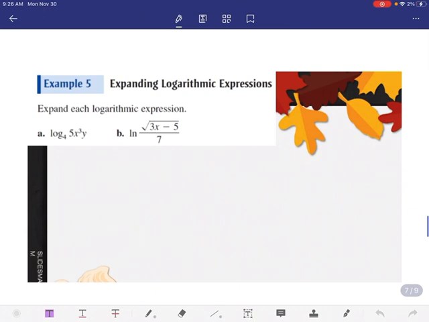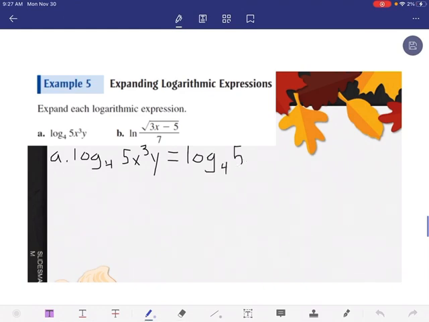Now, sometimes we're going to want to either expand or condense a given logarithmic expression. So in this example, we're going to be expanding the given logarithm basically as far as we can go. So we have log base 4 of 5x to the 3rd y. So notice that all three of those are being multiplied. So we can break that apart into 3 separate logarithms.